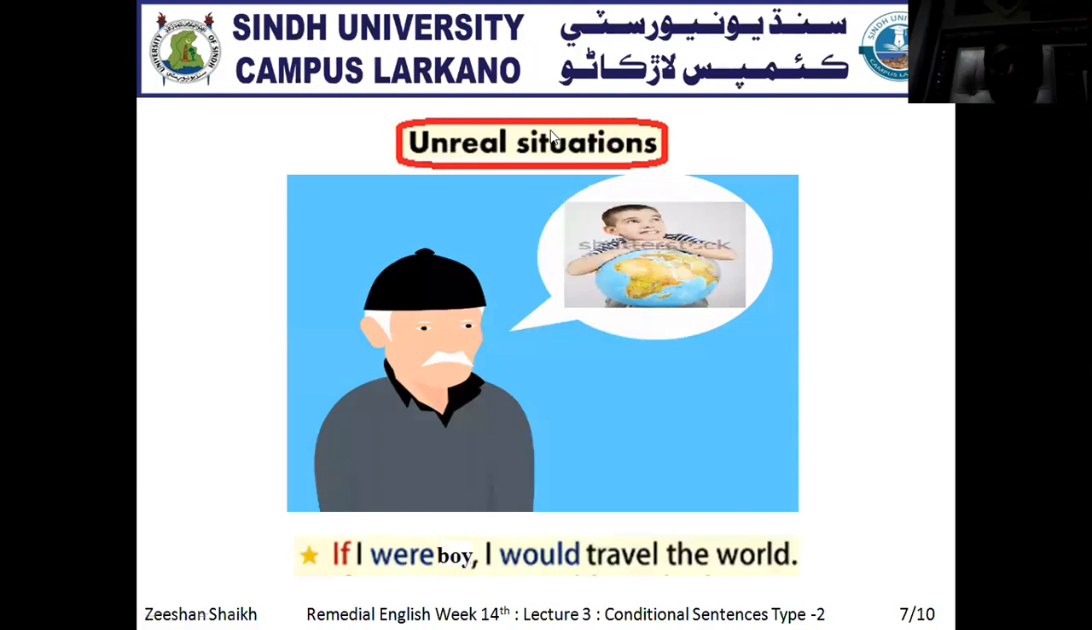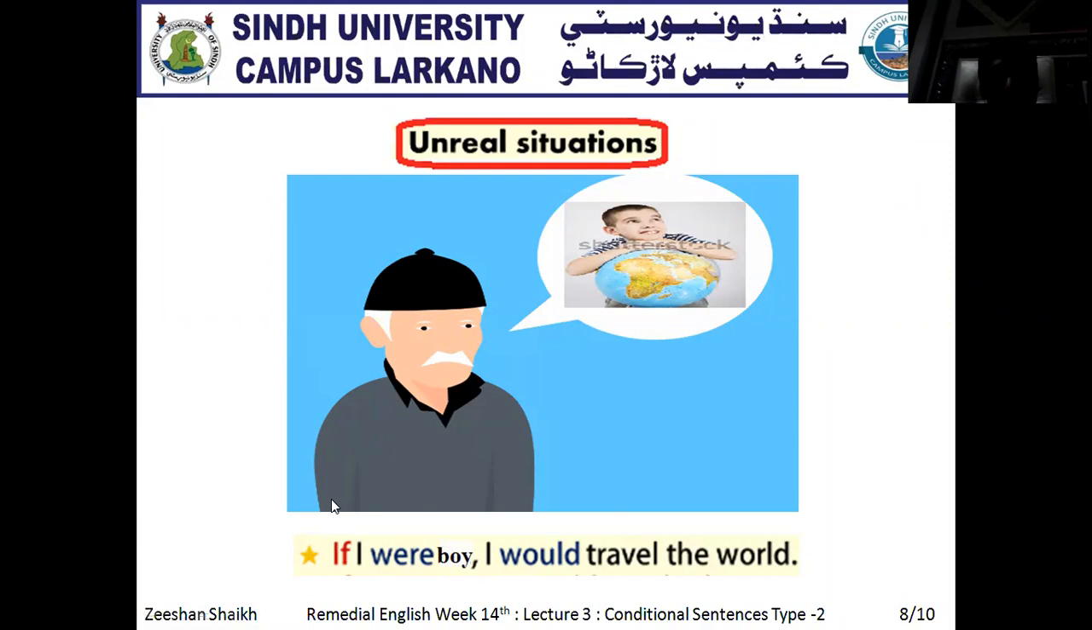And the fourth one, that is your unreal situations. Unreal situation means the thing which is not true, which is not real, which is not based on a real condition or situation. Now if you see this picture, this old aged man is trying to think that if I were a boy, I would travel the whole world. Even though the years of his age have gone on. Clear? His age of different years has gone, means he cannot be a child, he cannot be a boy. Means he's just trying to give an unreal situation, which cannot be true, which cannot be based on reality.